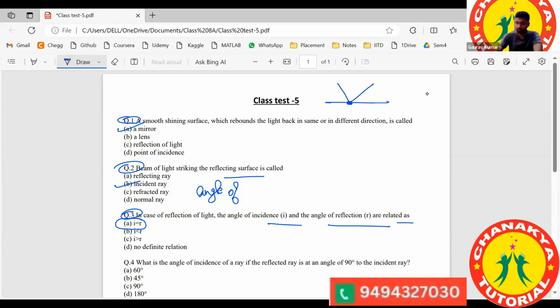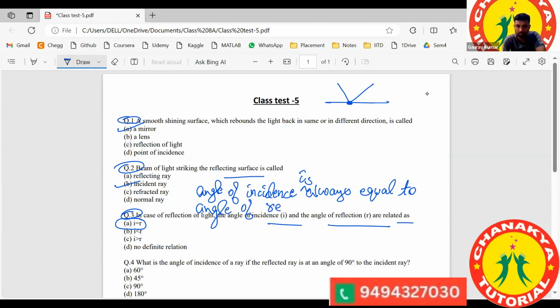Just a minute. Angle of incidence is always equal to angle of reflection.